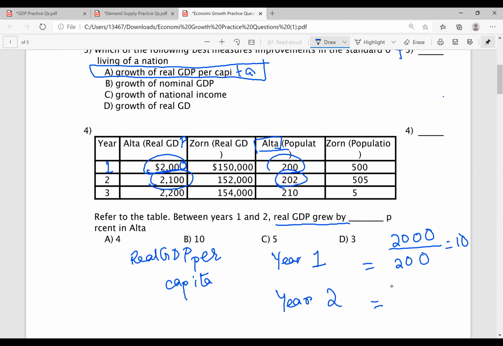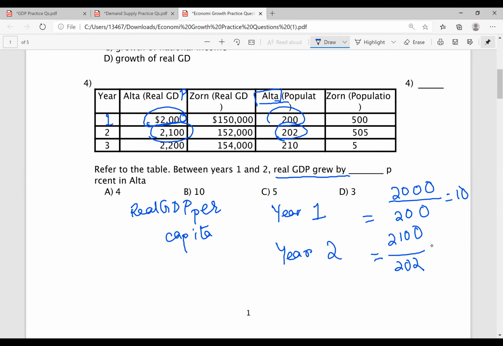Year 2 is going to be 2100 over 202. So 2100 over 202. This one is close to 10. All right, did I make a mistake here in any of the calculations? 2100 over, no, this is close to 10.39.